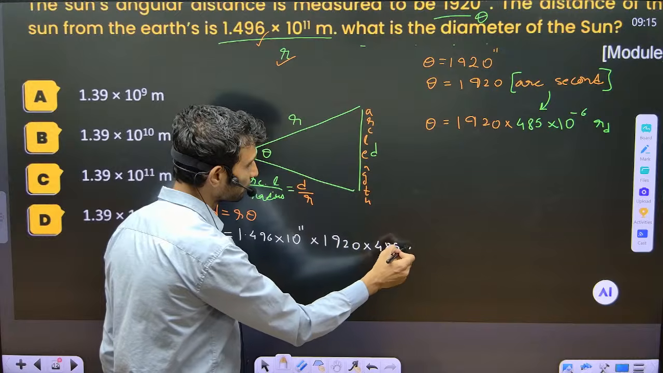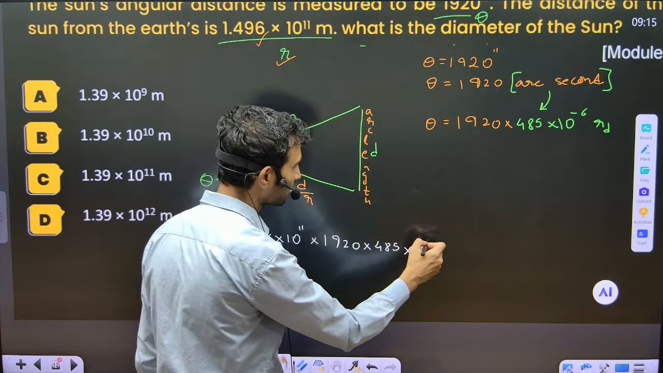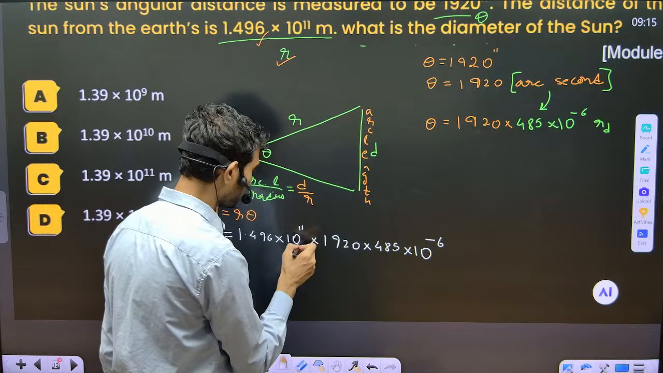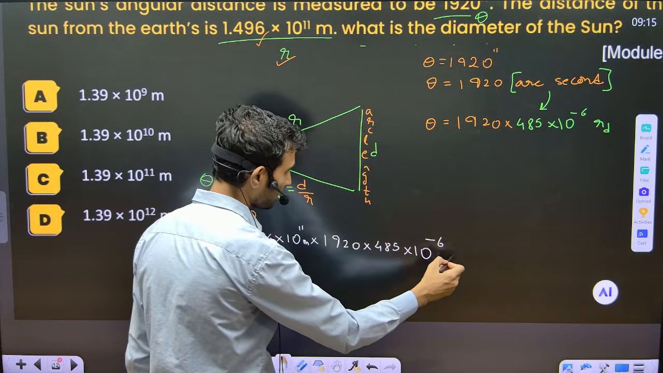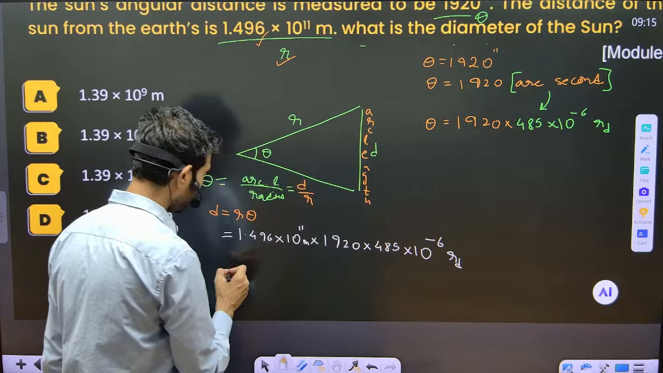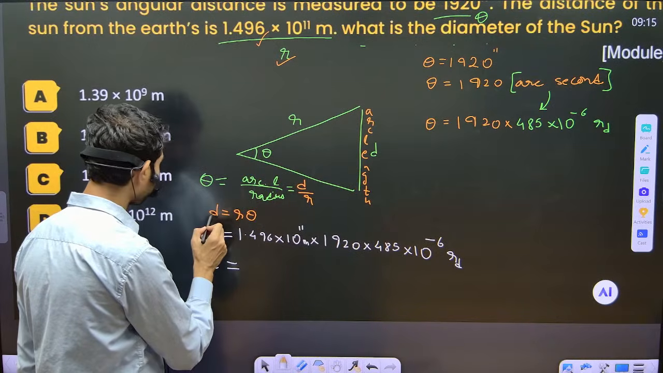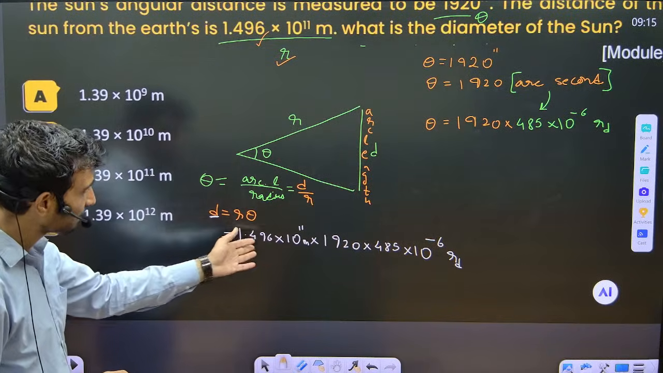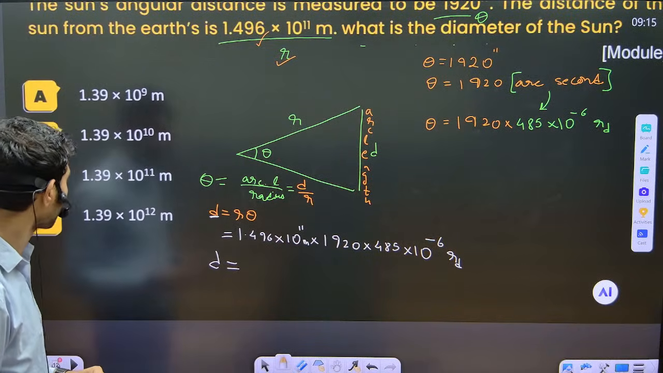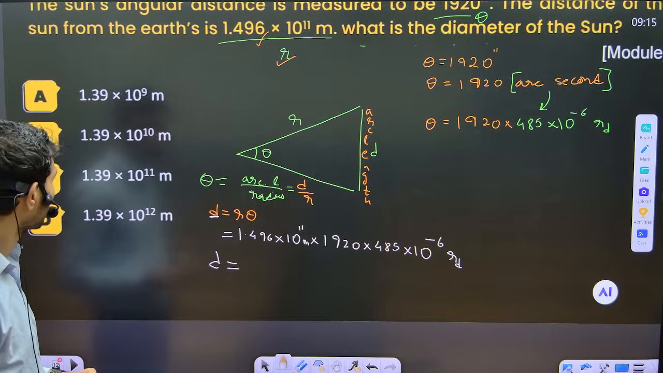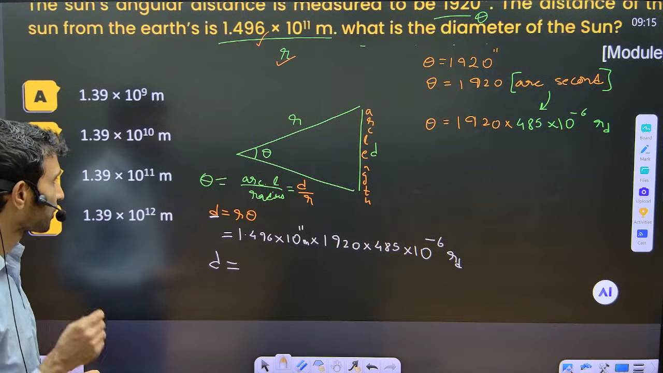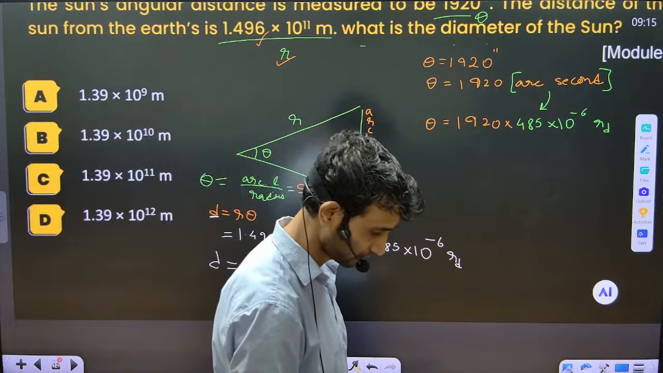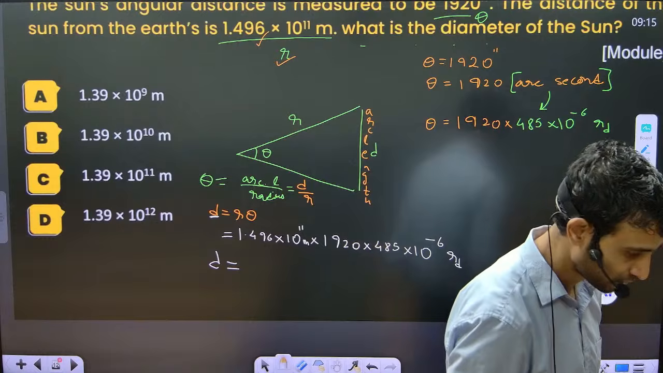485 into 10 raised to the power minus 6. That is meters. That's radian. And we know since d is diameter, its unit will be meter. So if we just multiply everything, we should get the answer, right? So try doing this calculation yourself and tell me what option you're getting. Or find it out for yourself which option you're getting from here.